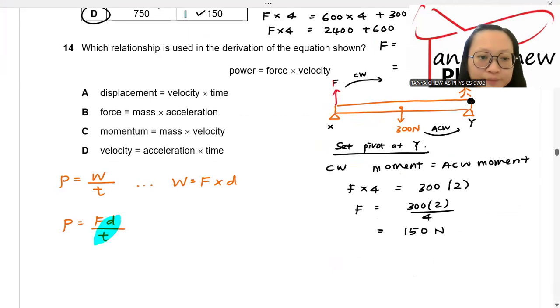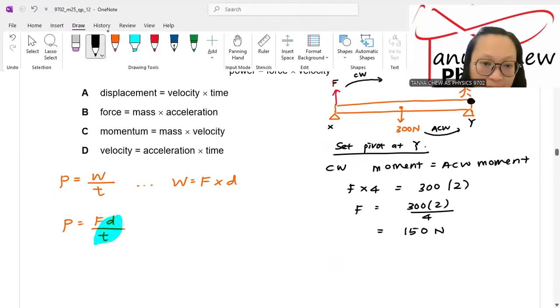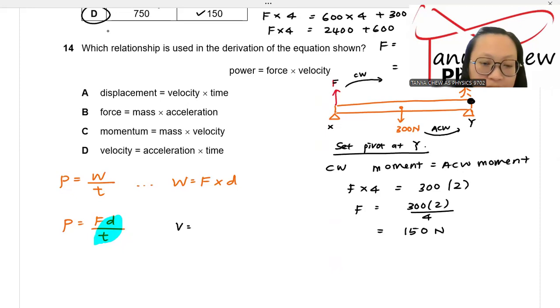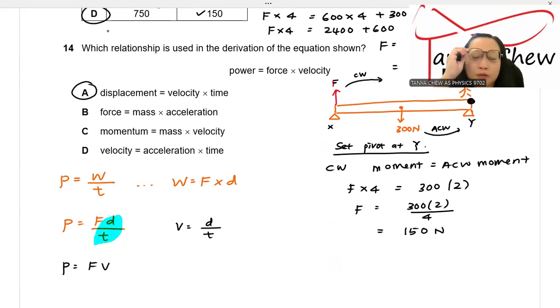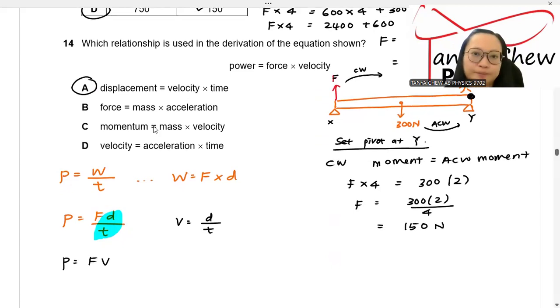This is the distance moved in the direction of force divided by time. This is V, distance divided by time. P is equal to FV. And the distance moved in the direction of force is called displacement. Displacement is equal to velocity multiplied by time, because velocity is equal to displacement over time. That is the equation that we use.